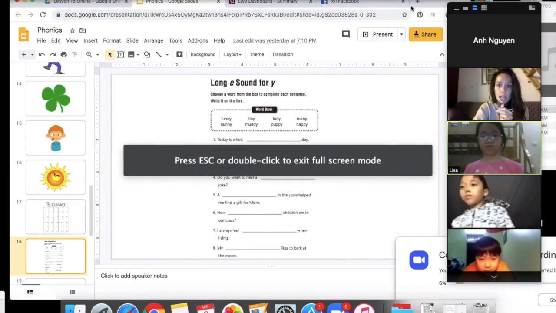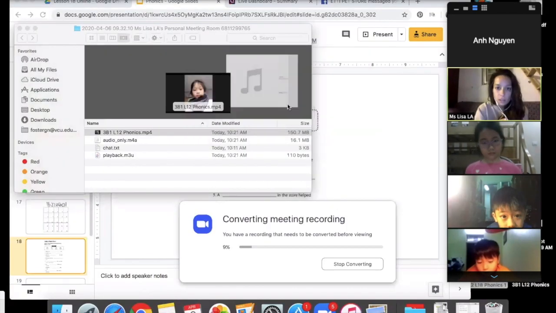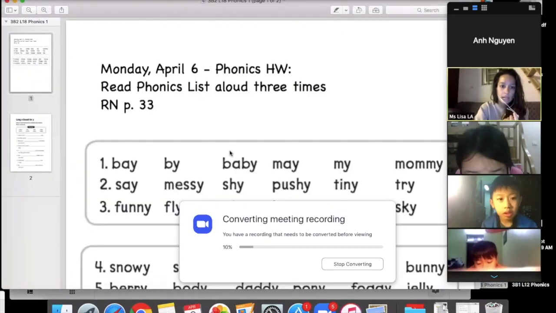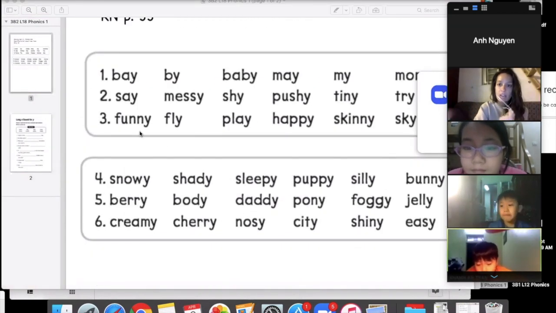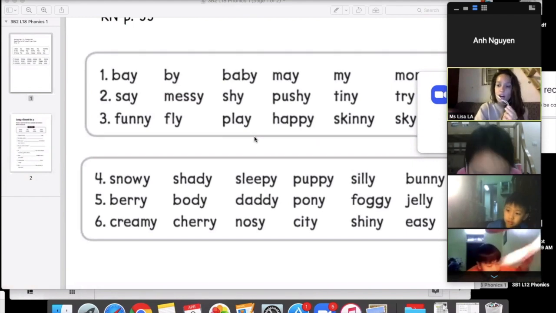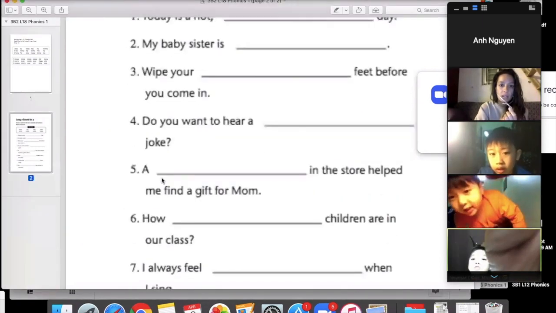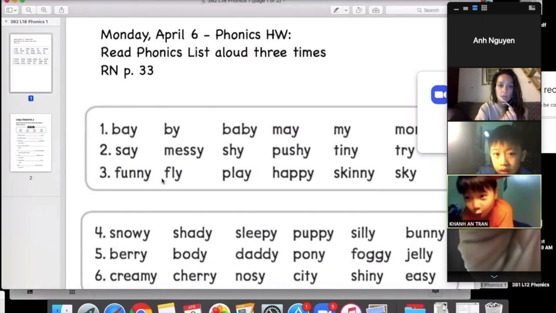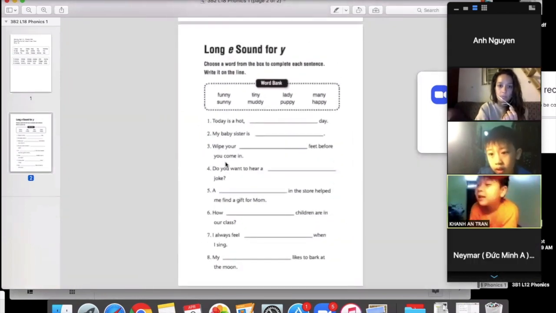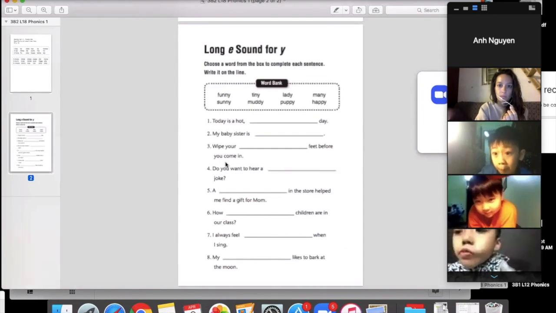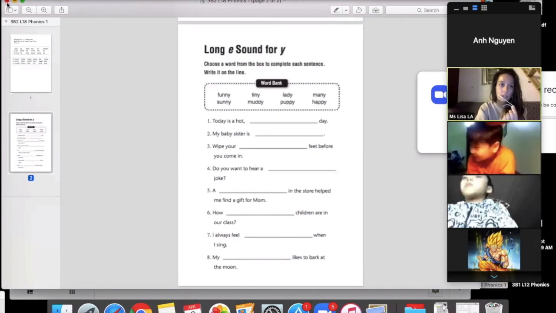Okay, so for homework today, I'm gonna send home this page in your reader's notebook. Part of your homework today is reading these phonics lists aloud 3 times each. If there's a word that you don't know how to say, circle it or write it down and ask me tomorrow. And then we have our worksheet here. This is going to be Reader's Notebook, page 33. Is that words with I and A? Long E sound for Y. Okay, so I will send this home. If you don't have your Reader's Notebook, no problem.